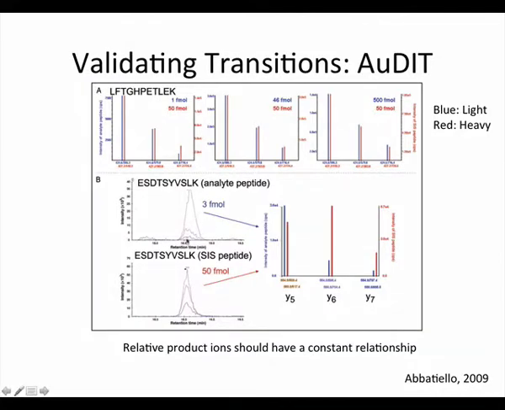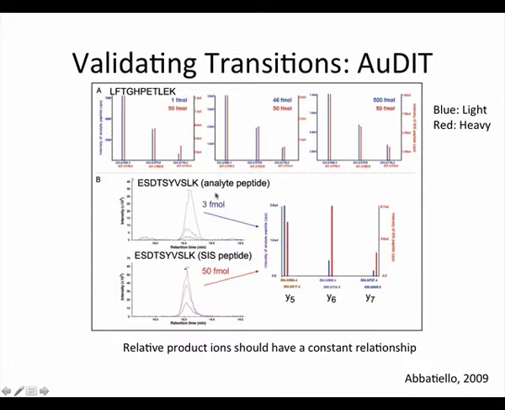So this is just an example. In this first panel A, the heavy is red, the blue is light. They looked at the proportions, and you can see they look really pretty good for this peptide, right, at each of these different concentrations. So AuDIT says that there are no interferences for this peptide.